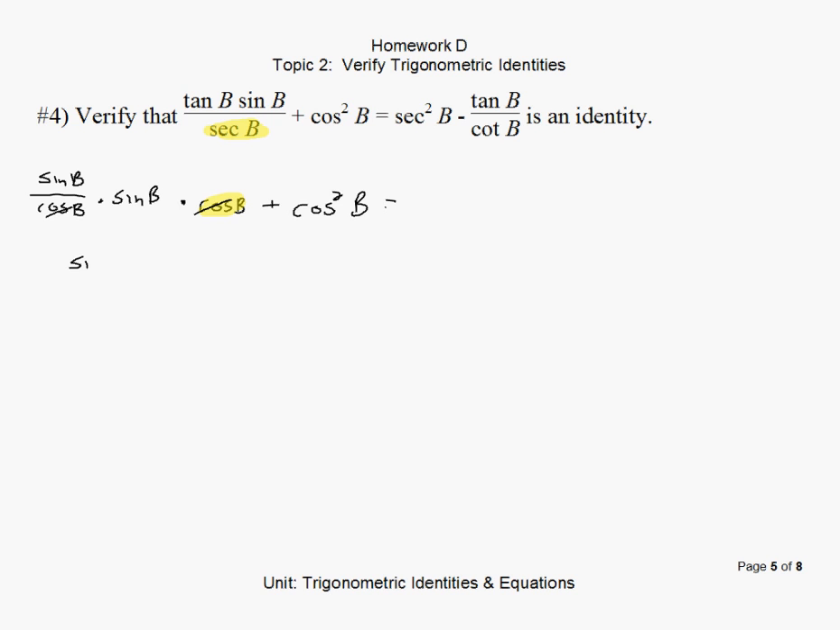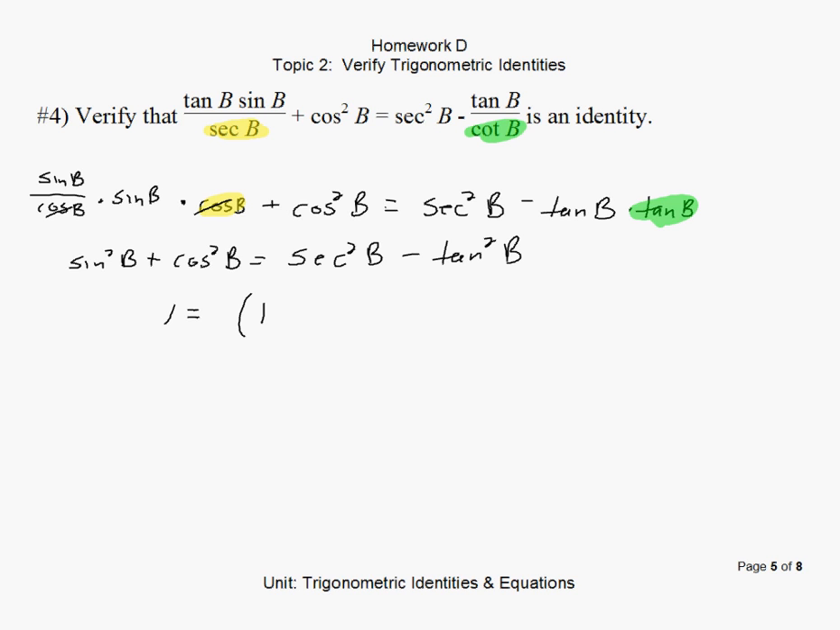I'm multiplying three things together. The bottom has a cosine, so does the top. They cancel, so I get sine squared plus cosine squared. We all know that's 1. If I take the right side now, which is still complex, if I change tangent of b divided by cotangent to be tangent of b times tangent of b, once again, dividing by a number is the same as multiplying by its reciprocal. Tangent and cotangent are reciprocals.